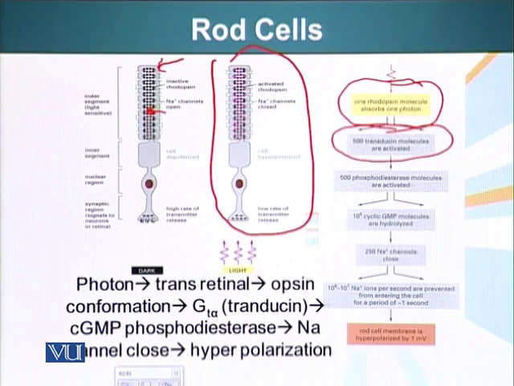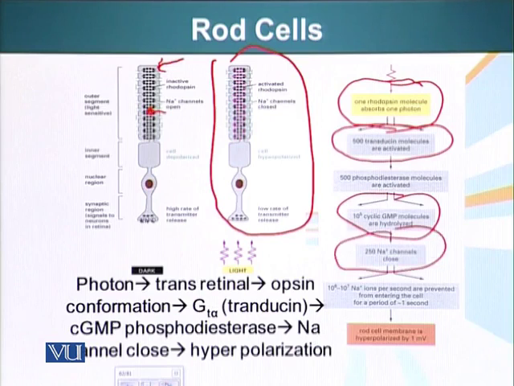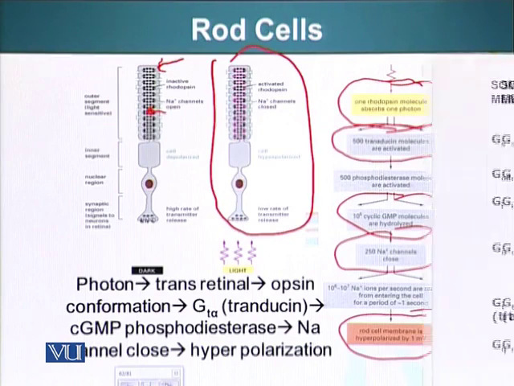These 500 molecules activate one phosphodiesterase molecule, which results in hydrolysis of 100,000 cyclic GMP molecules and results in closure of 250 sodium channels. The ultimate result is that the rod cell is hyperpolarized by 1 millivolt. Removal of this inhibition sends the signal to the brain that a photon has been detected by such and such rod cell, and once the brain receives this information from many hundreds of thousands of these rod cells, the brain is able to construct an image which allows us to see.